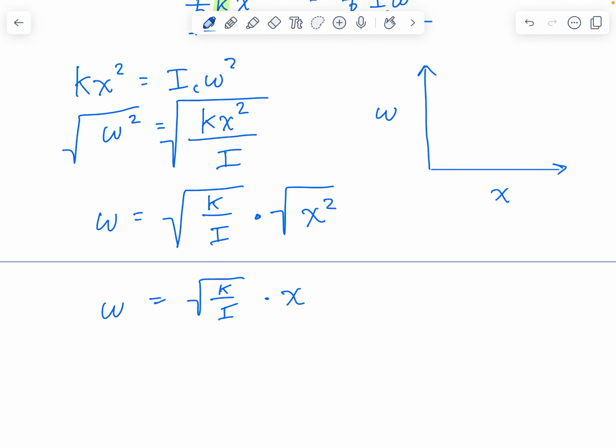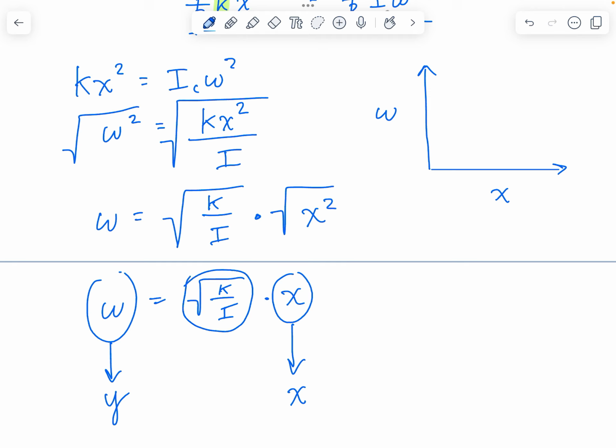Well, look at that. We could do that. Check this out. So if we plot omega on the y-axis, and we plot displacement of the spring on the x-axis, this value right here gets multiplied by our x variable, so that would be m. So that works out pretty well. In other words, we would expect to see a linear graph if we did omega as a function of x. That's what this derivation shows us.